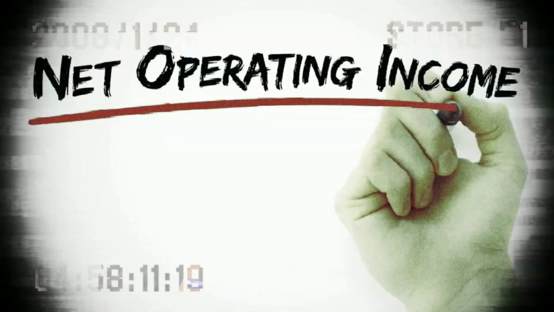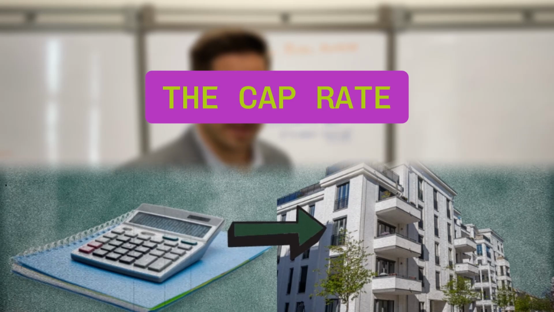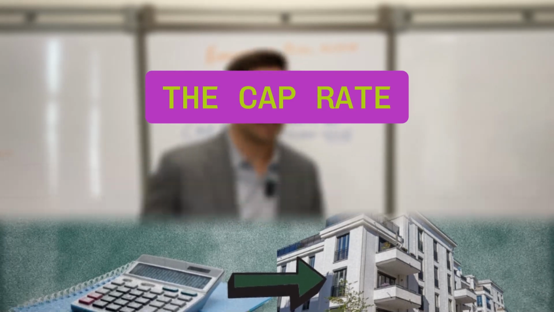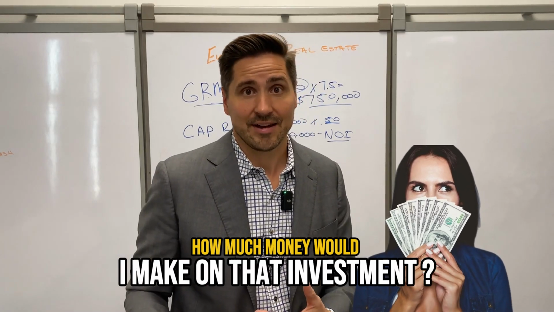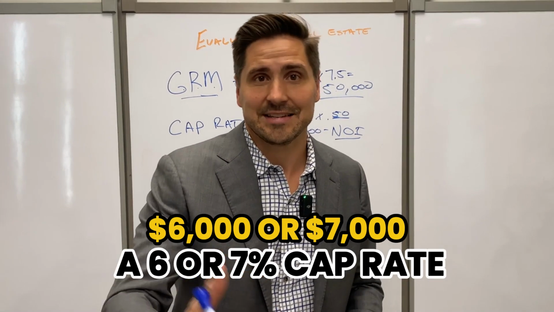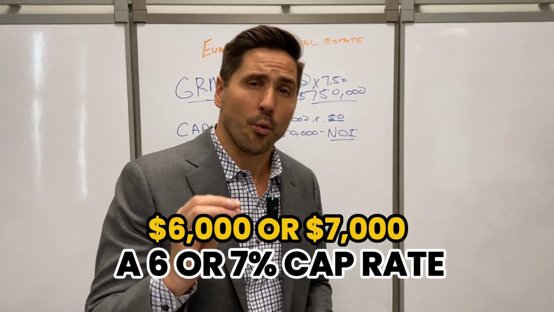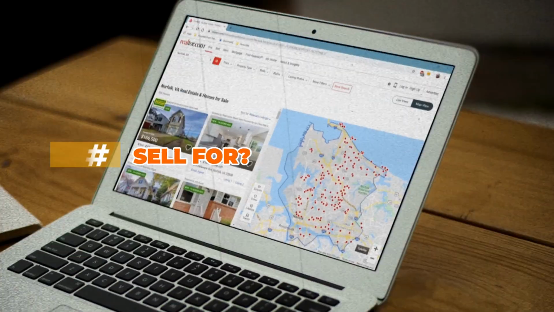Once you have your net operating income, you need to divide it by what we call the cap rate. Again, the cap rate is simply if I bought a property cash, how much money would I make on that investment? If it's $100,000 properties, I make $6,000 or $7,000, that's a 6 or 7% cap rate. Now, the way we find out a cap rate is looking at different comps in the market. What does stuff sell for?